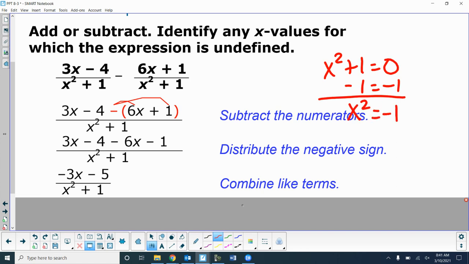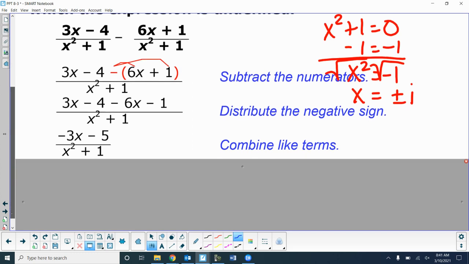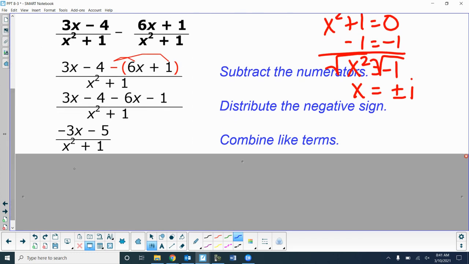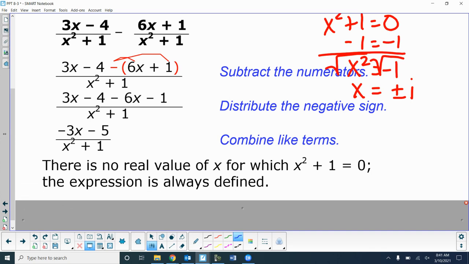What's going on there? What did you say? An i, yeah. Can we use that as a solution? We're going to take the square root of both sides, right? And the square root of negative 1 is i, right? So there's no number that makes that equal to 0. No real number. There's an imaginary number, but no real number.